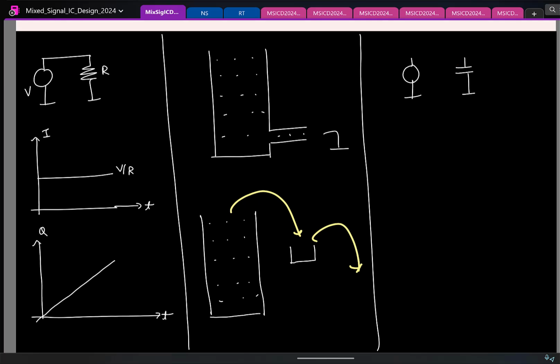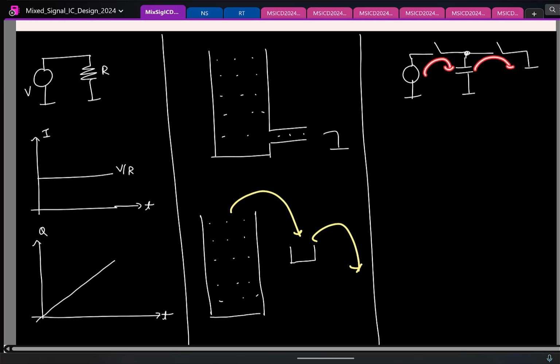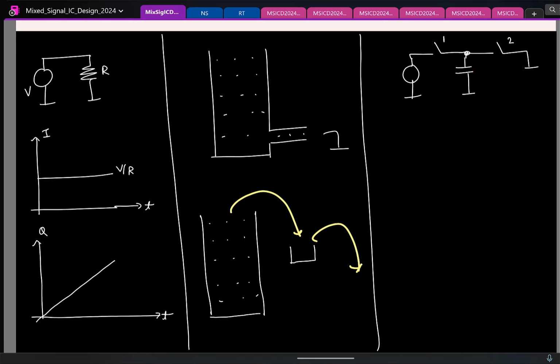So the same thing now. In one phase, I'll charge this. In the other phase, I'll put it to ground. So I'm filling in water, putting it to ground. Right? So that gives the 2 clock phases.